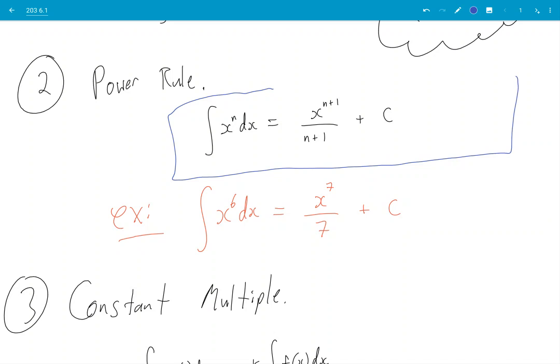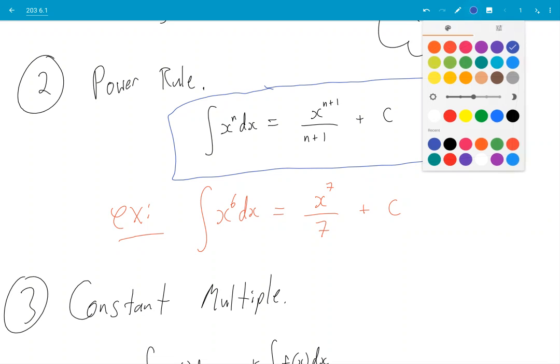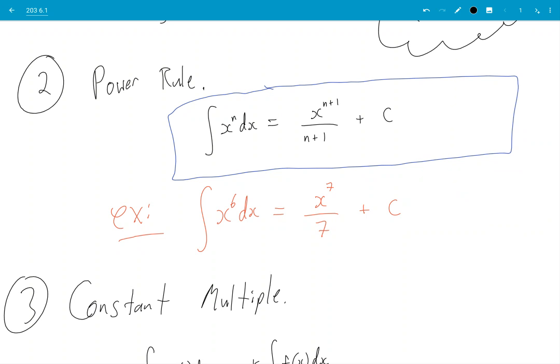Go to your power rule, please, in your notes. I've forgotten something. I forgot to put n is not equal to minus 1. That is an important exception. The power rule does not work in that case. I forgot, because look, n plus 1 becomes 0. You have division by 0. That's not good. All right, so add this to your notes.